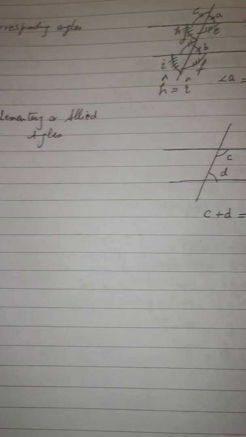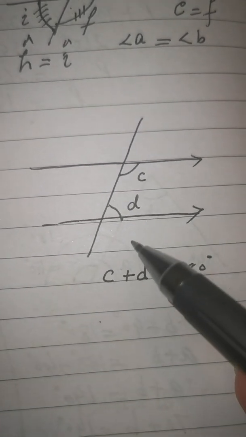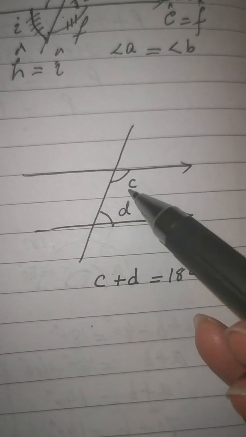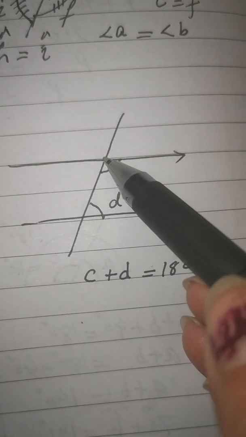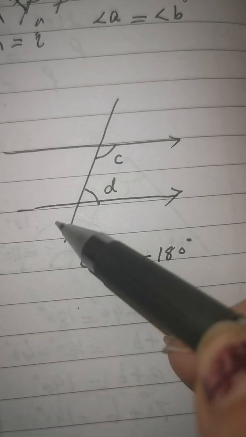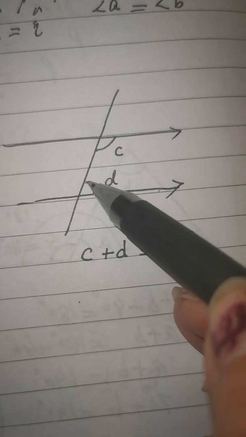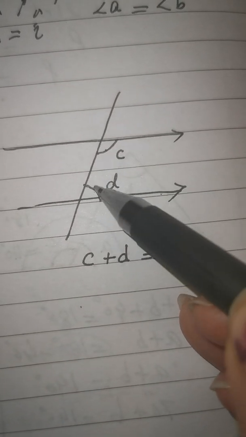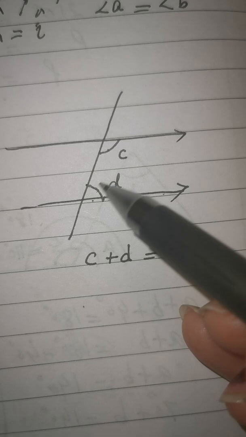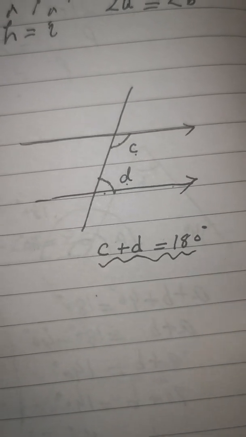And similarly, another definition: 2 parallel lines cut by a transversal will give us supplementary or allied angles. So if 2 parallel lines are cut by a transversal, you can see that this parallel line made an angle below the line with the transversal, and this parallel line made an angle above the line with the transversal. So these are interior angles, you can say. So the sum of these two angles should be equal to 180 degrees, always remember.